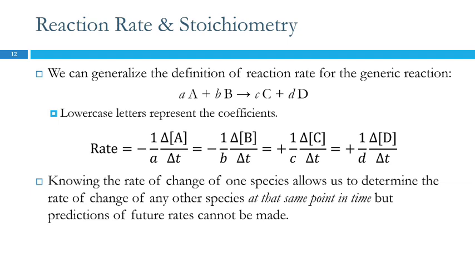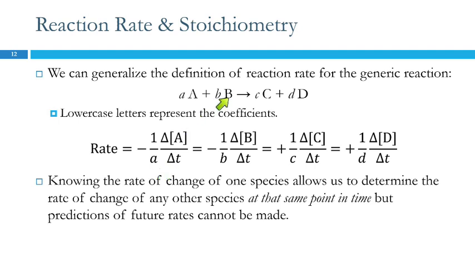So let's look at a generic reaction, a moles of A plus b moles of B, forming c moles of C and d moles of D. Boring, right? These lowercase letters are representing coefficients, and these are the chemical formulas for the reactants and products. So we can say that the rate of this reaction is equal to, we're looking at a reactant here, A, so we're going to put negative 1 over the coefficient, times the change in A, which is going to be a negative number, divided by the change in t, the time.